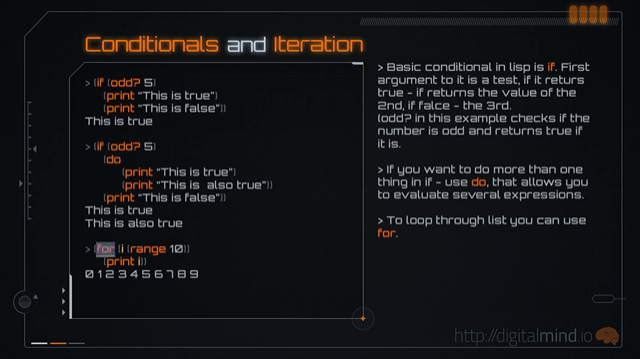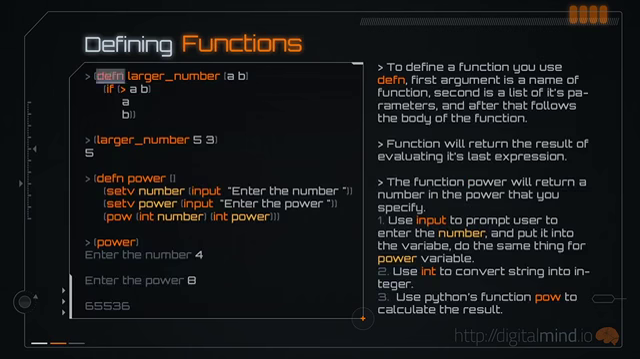To loop through a list, you can use for, that has a similar structure to for in Python and looks like so. To define a function in Hy, you use defn. First you specify a name of the function, then you list its arguments and then follows its body. The function will return the result of evaluating its last expression. For example, here we create a function that raises a number to the power you specify.